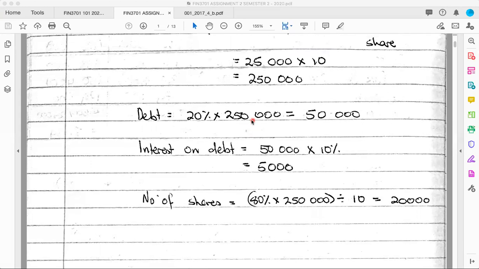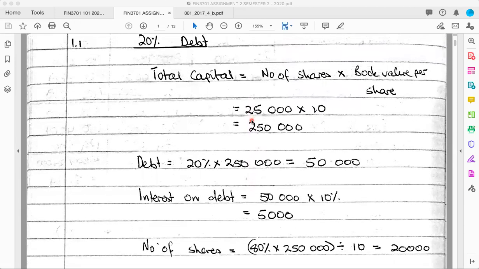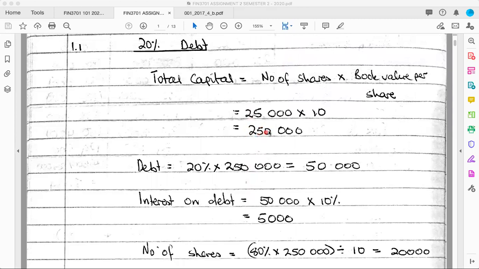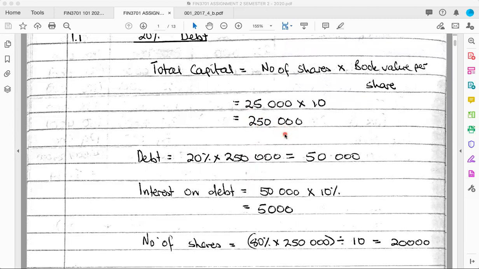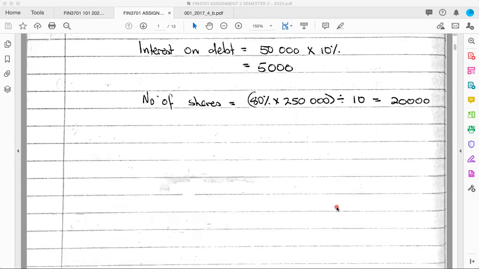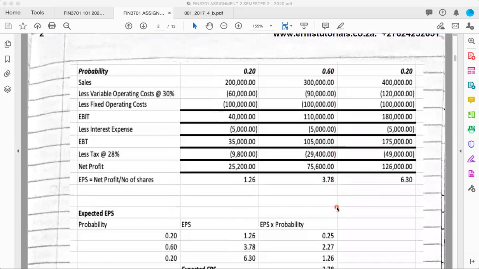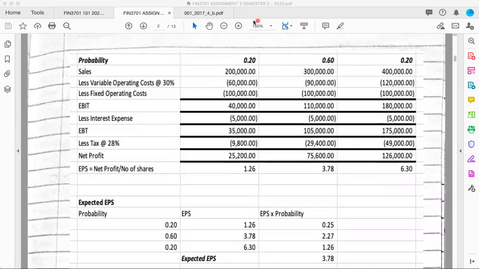Right. And then whenever you're dealing with capital structures, that's always the starting point. Try to determine what your current total capital is, and then split that capital by the new debt ratio. Usually you'll be told that the total capital is remaining the same. And then also just calculate the interest on the debt which has now been issued, and also calculate the number of shares which will now be outstanding based on the new debt ratio, right?